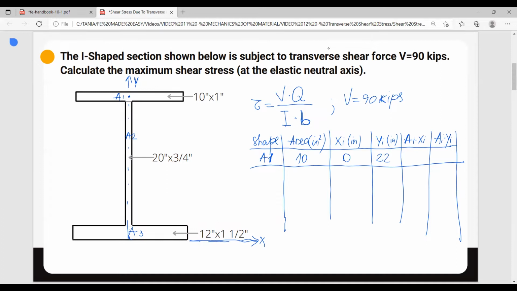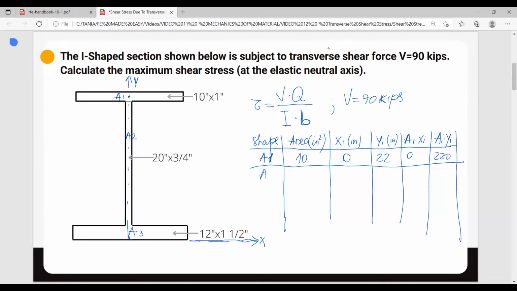Now this product, area times the x component, is 0, and then the area times the y equals 220.